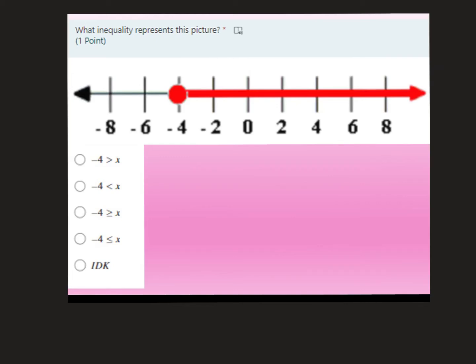All right, question 16 has to do with inequalities. It says, what inequality represents this picture? First thing to look at is that circle is closed. So remember, open circle versus closed circle, super important. Closed circle means your answer could equal -4.